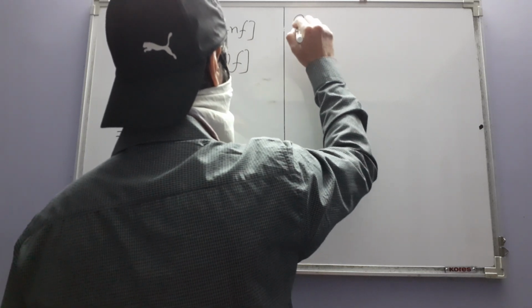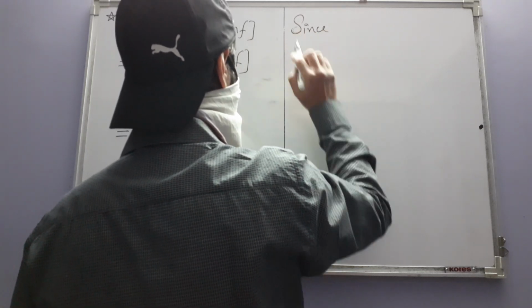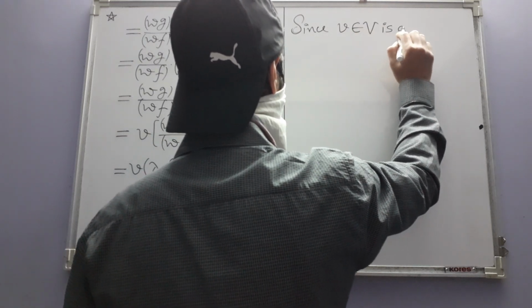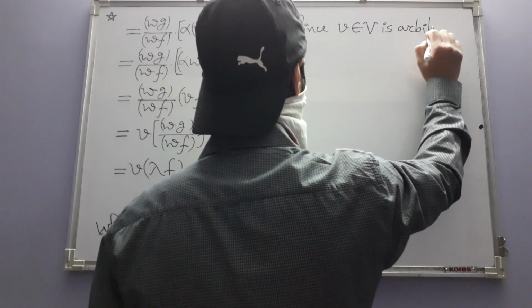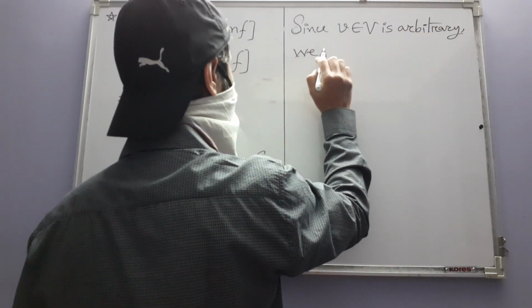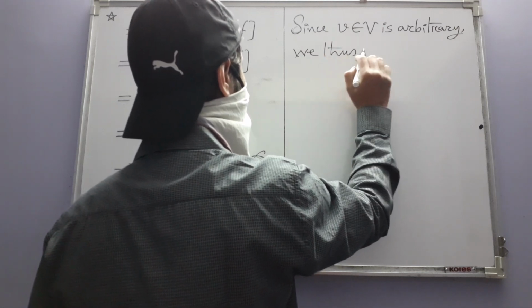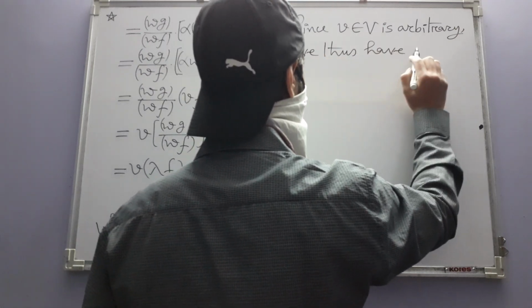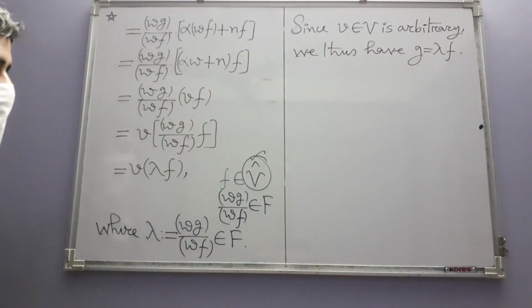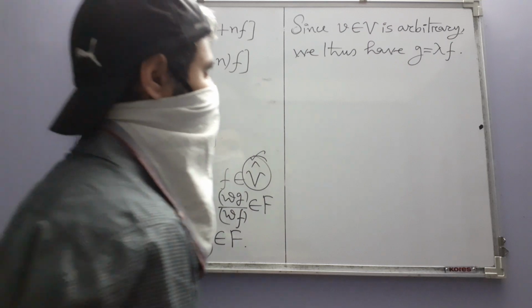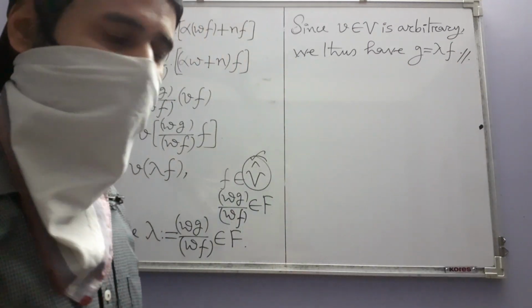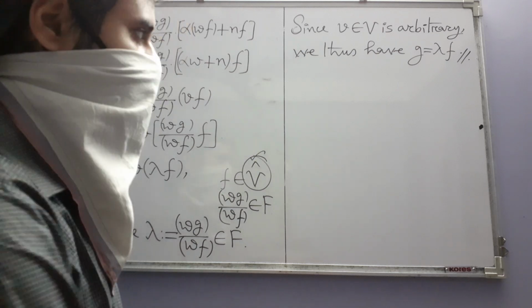Since v belonging to V is arbitrary, we thus have g equal to lambda f, and that's what we wanted to show. So this completes the solution, and it completes this set of exercises also on dual spaces.